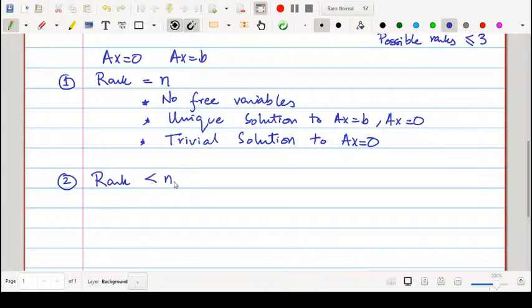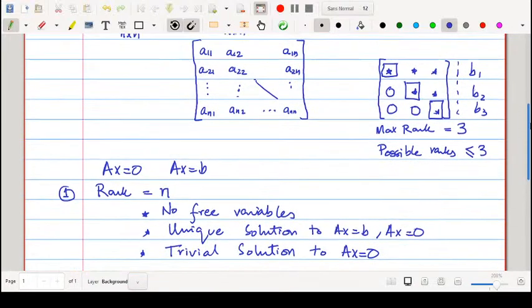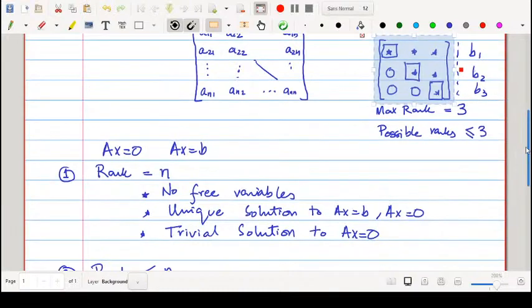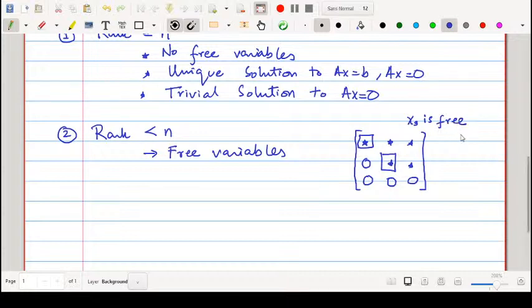And the second possibility is if your rank is less than n, right? So for example, it was 2 or it was 1, then you start getting free variables. Now, when you start getting free variables, let's check that out. When you get free variables, what actually happens is either the third row becomes 0 or both the second and the third row become 0, and you get x3 is free, right?